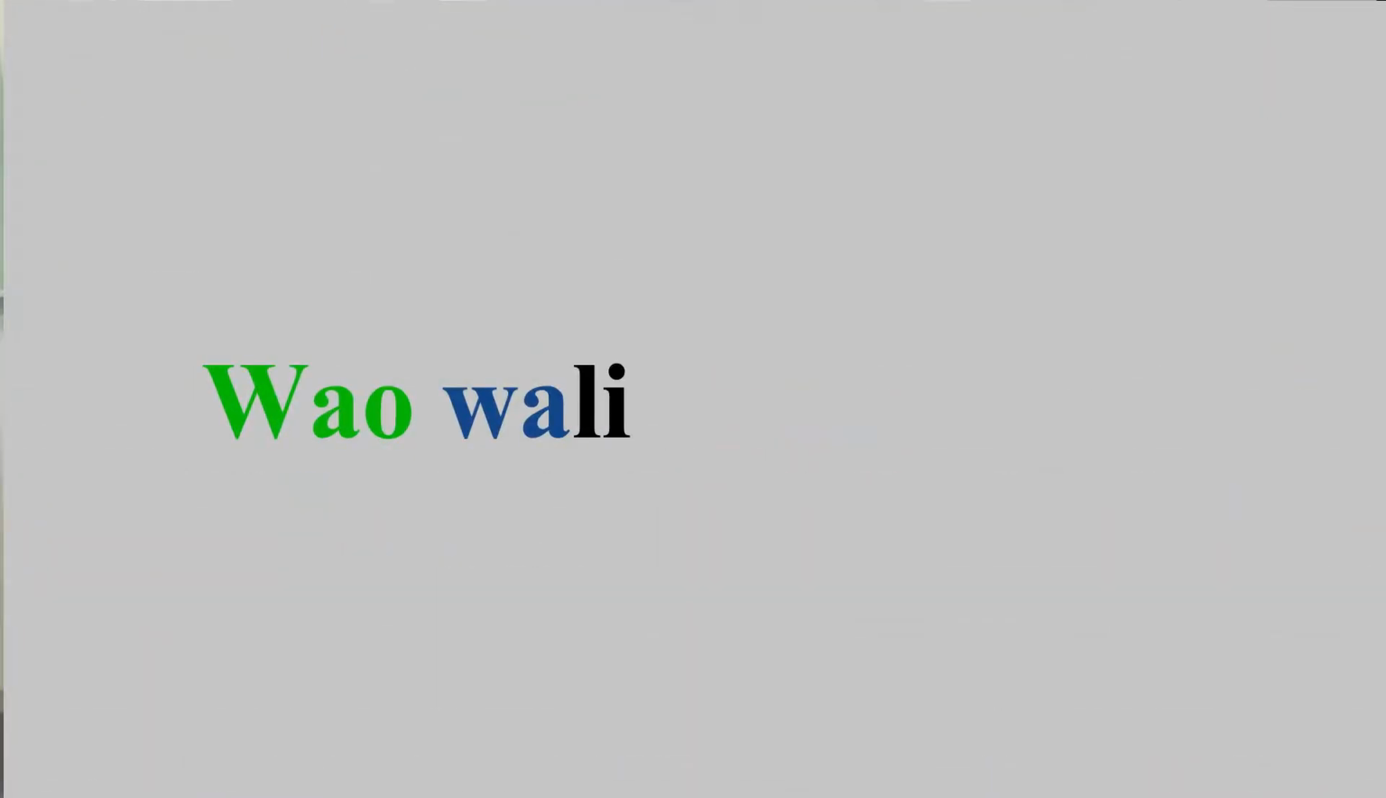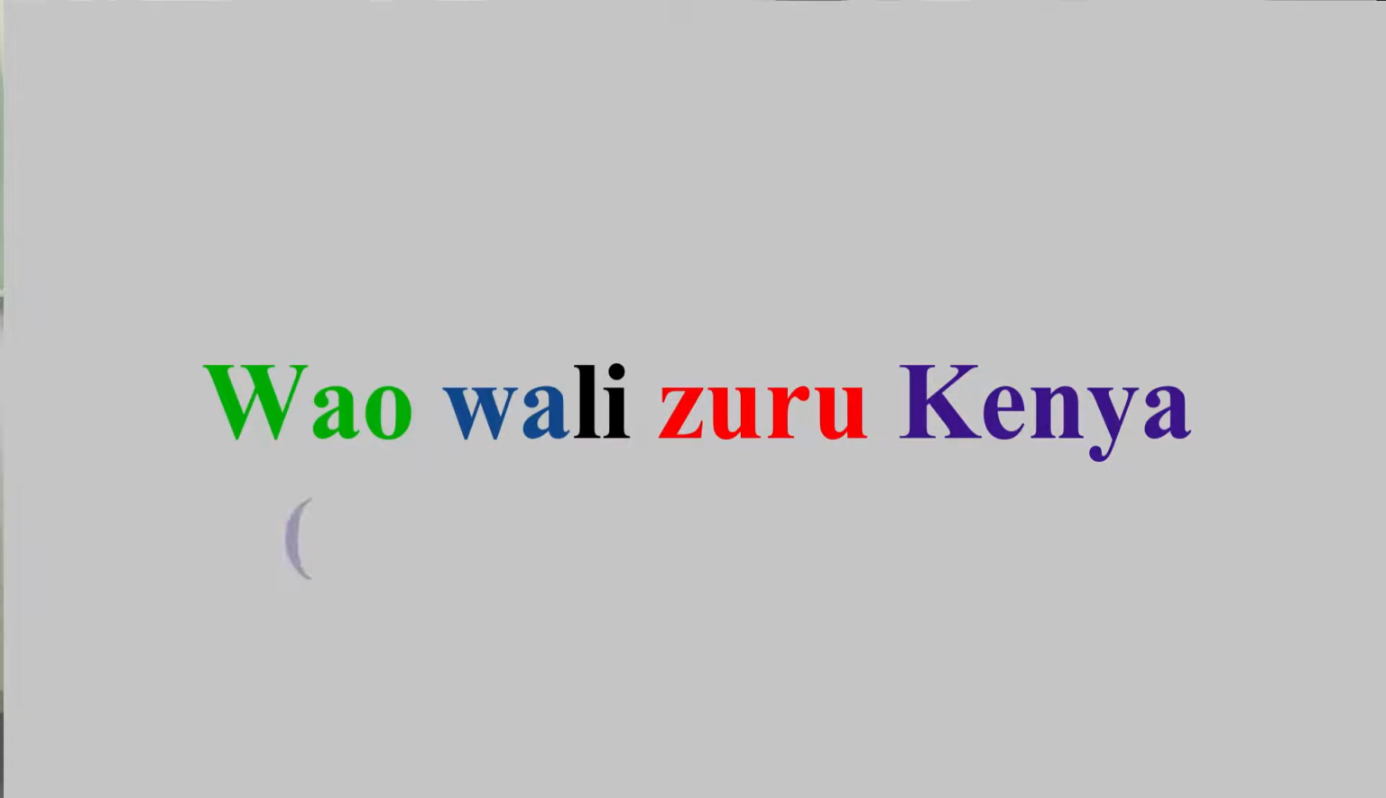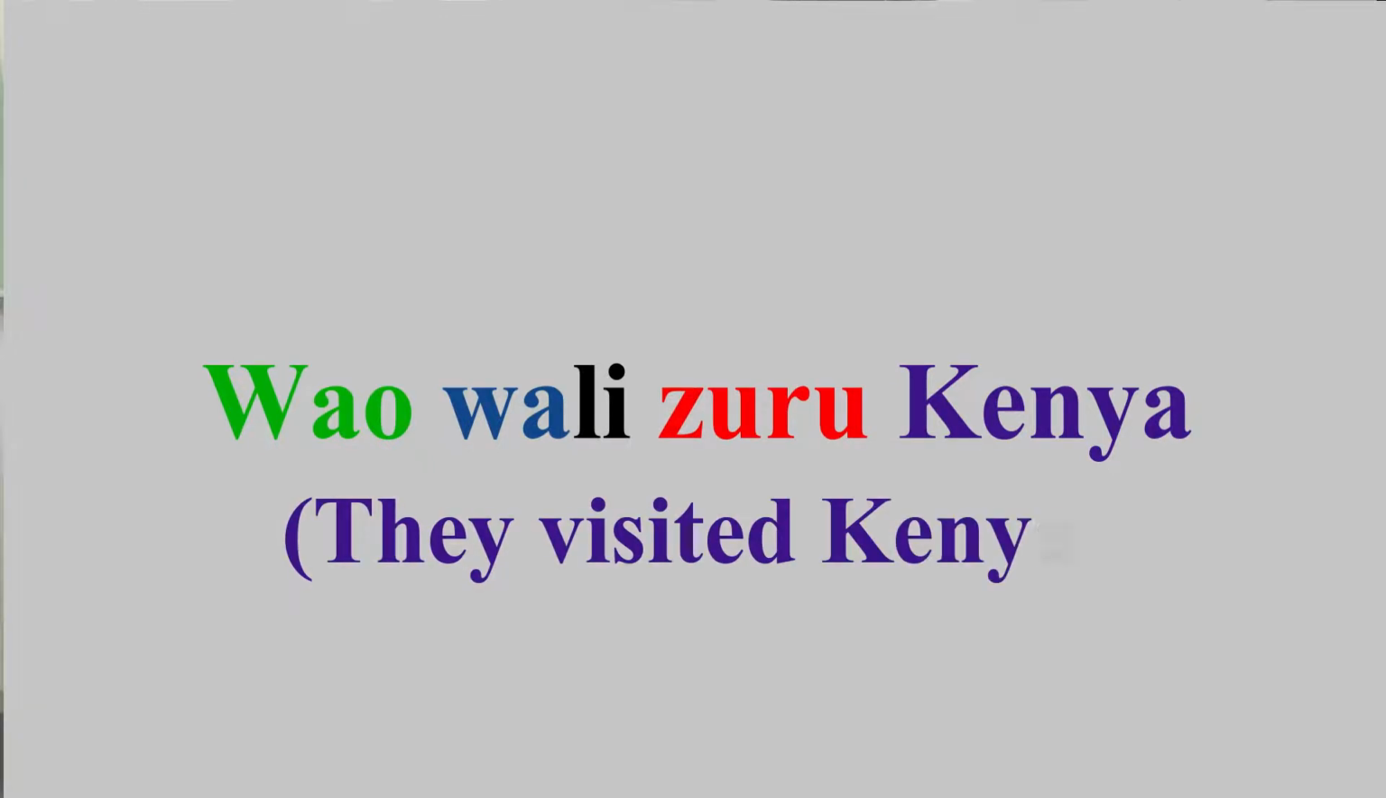So how do we say this in a sentence? Wao walizuru Kenya. They visited Kenya. We don't know when they visited, but it passed. They visited Kenya.